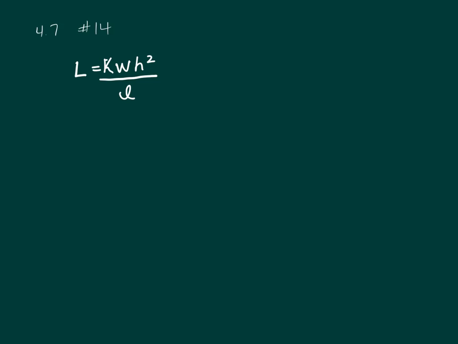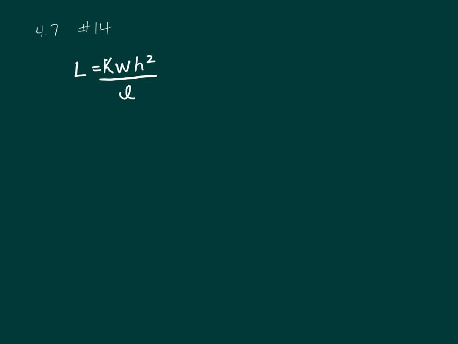lowercase l. So jointly means you're going to have a couple things multiplied together. Directly also means multiplied, constant times whatever was directly, whatever the relationship was. And then inversely is multiplication. And your first step is always to find the value of K and then answer the question.